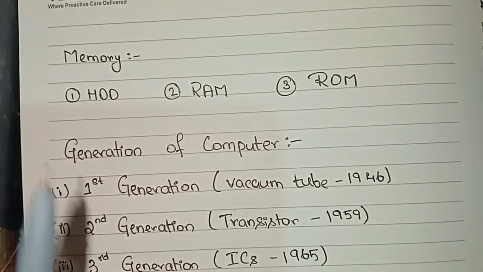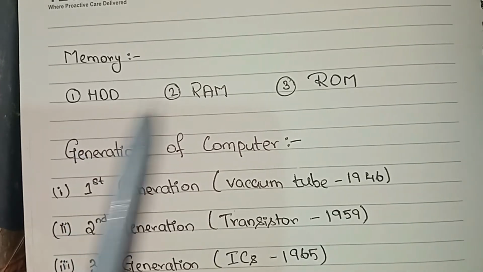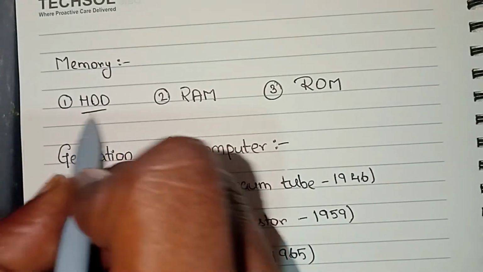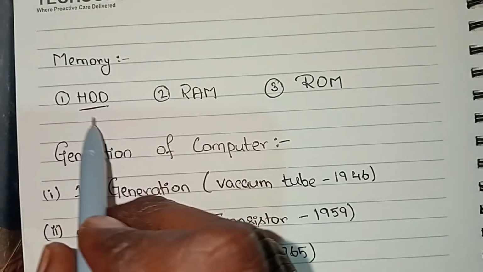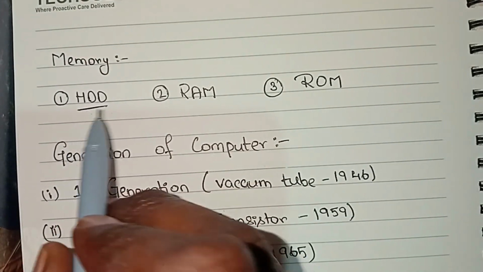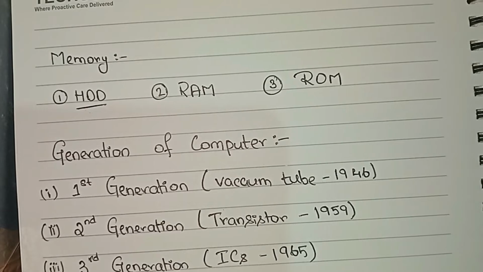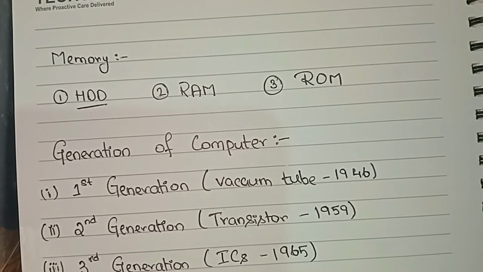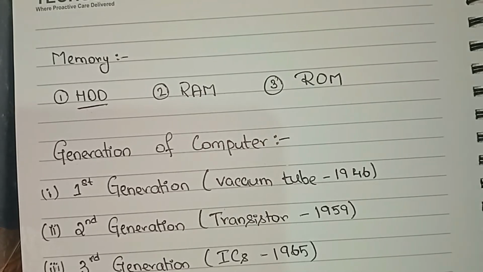Coming to the types of memories, there are three types of memories. One is the hard disk drive. Examples of this are pen drive, CD, etc. This can be enhanced, and it is not associated with the computer directly.